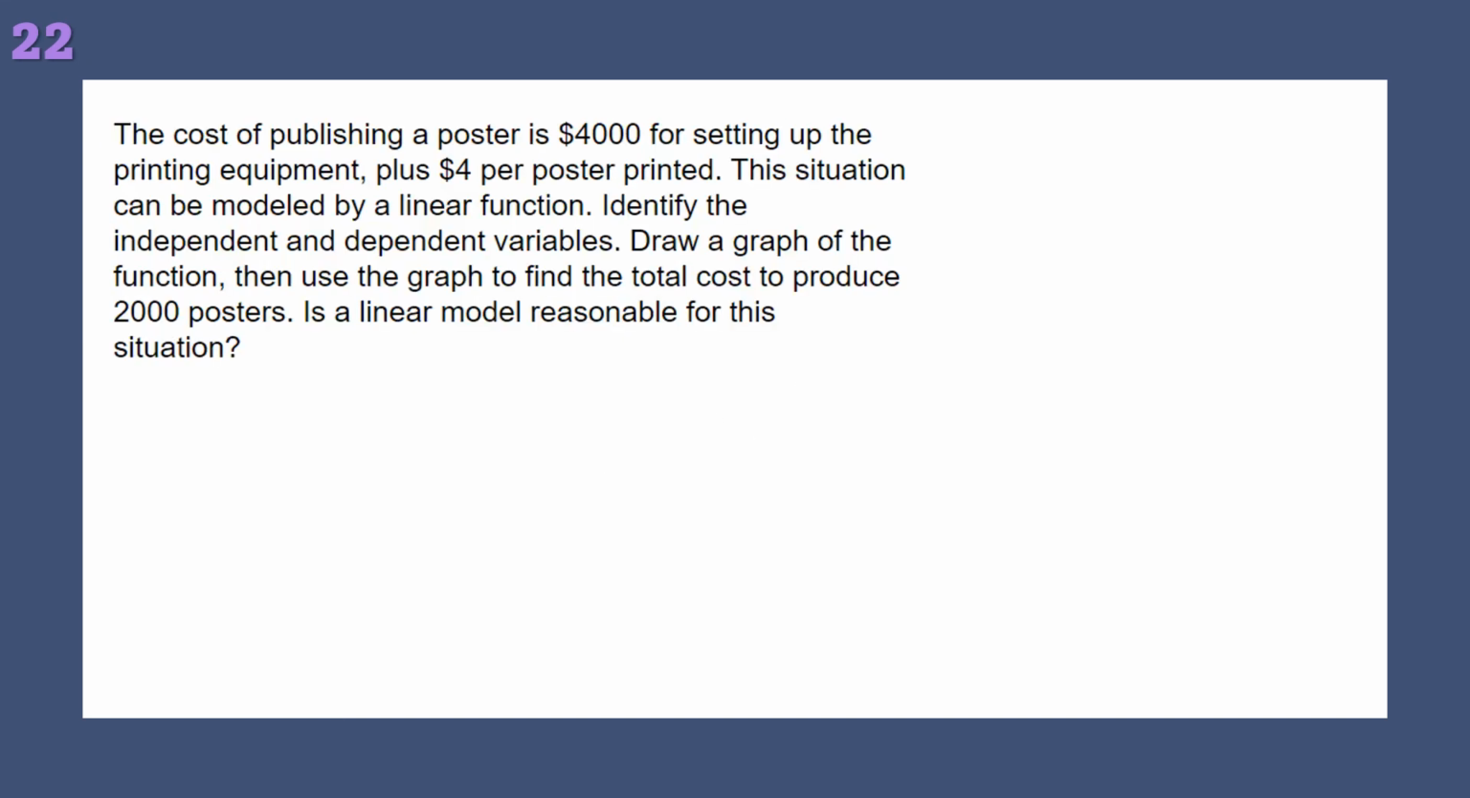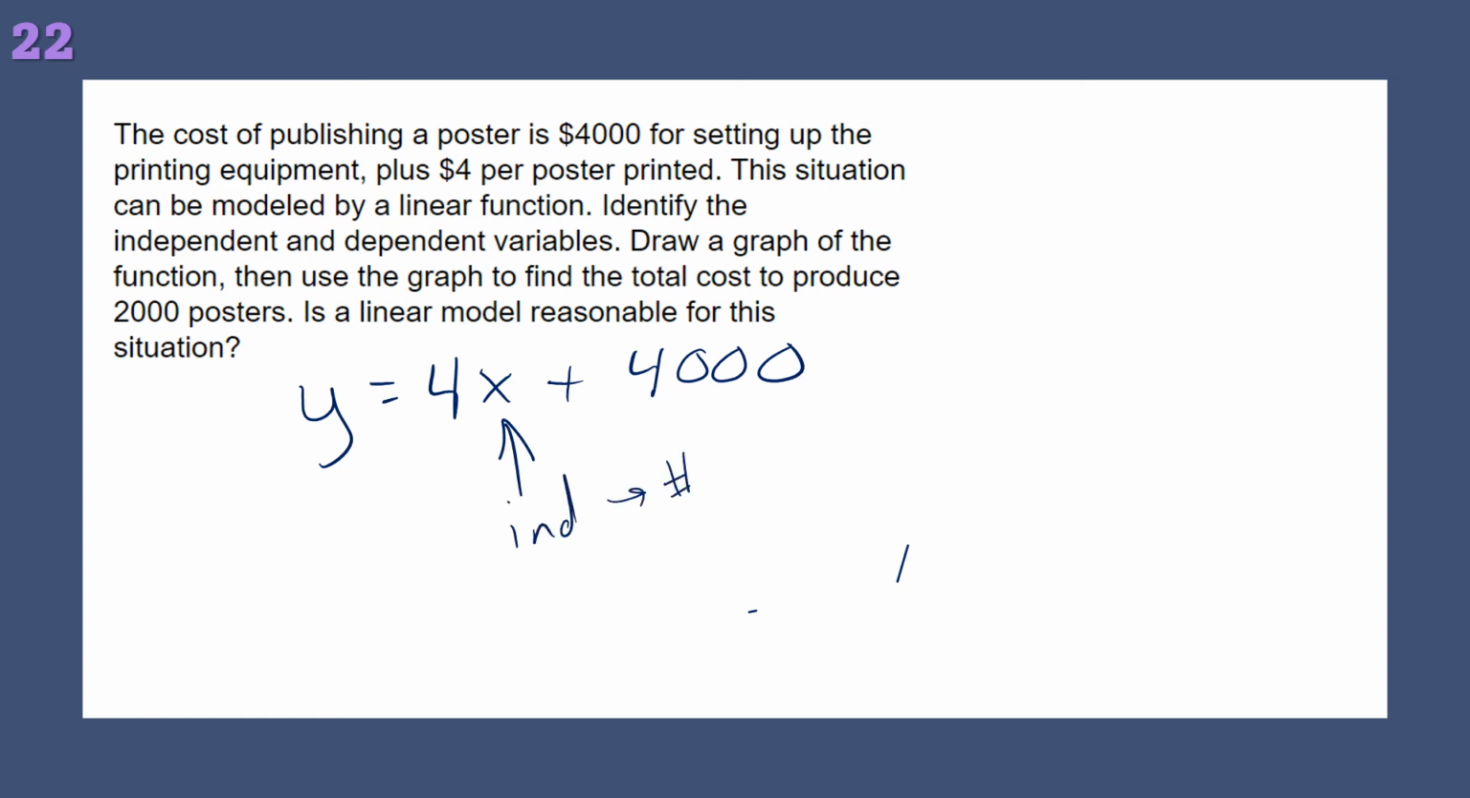The cost of publishing a poster is $4,000 just for setting it up, but then each poster costs you $4. So if you were to print just one poster, it would cost you $4,004. This is a linear function because we have a rate per poster, that's a straight line, and we also have a startup cost. So our function could be y equals 4x plus 4,000. What's going to be determining your cost is how many posters you have. So that's your independent variable, the number of posters you print.